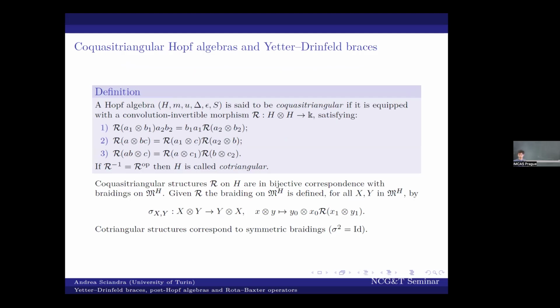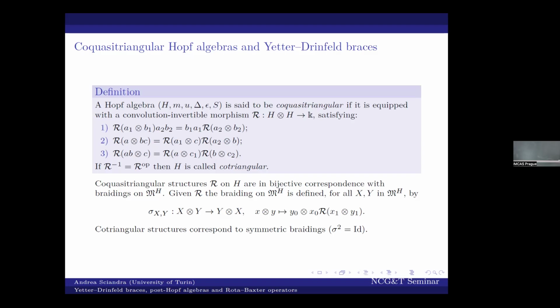So just recall maybe the definition: a co-quasi-triangular Hopf algebra is a Hopf algebra equipped with a convolution invertible morphism R from H tensor H into the base field, satisfying these 3 axioms. In fact, one can read them in terms of braidings. The first one just tells you that your braiding is a morphism in your category, while 2 and 3 correspond to the hexagonal axiom. Moreover, if the convolution inverse of R is just given by R op, so tau followed by R, then this is called a co-triangular structure.